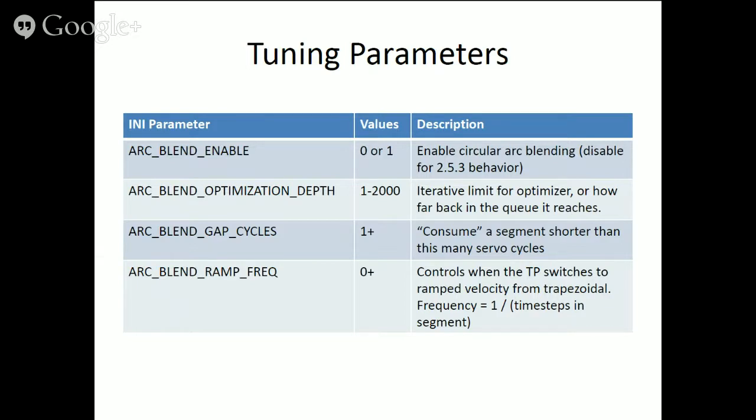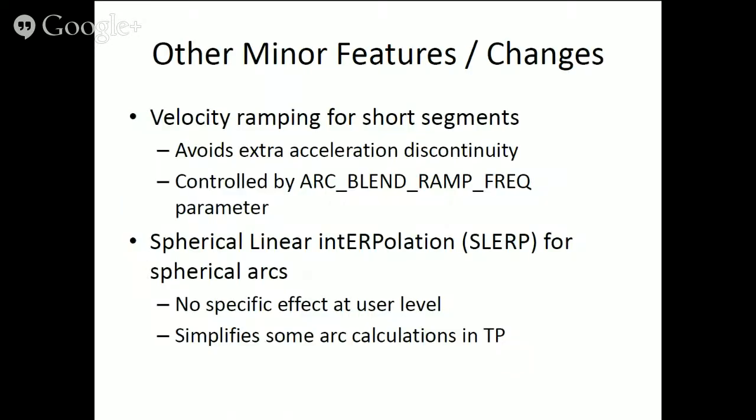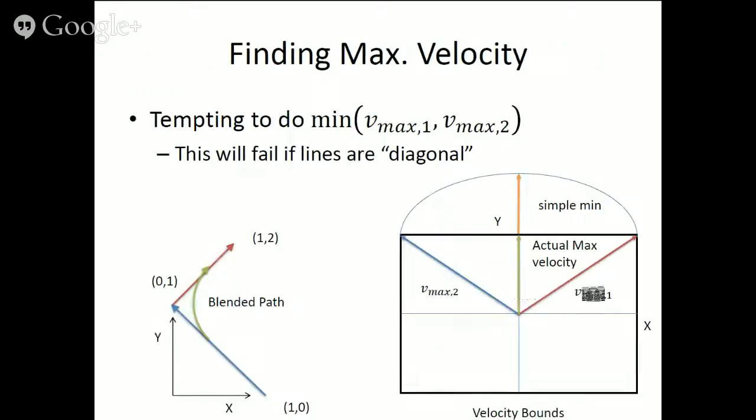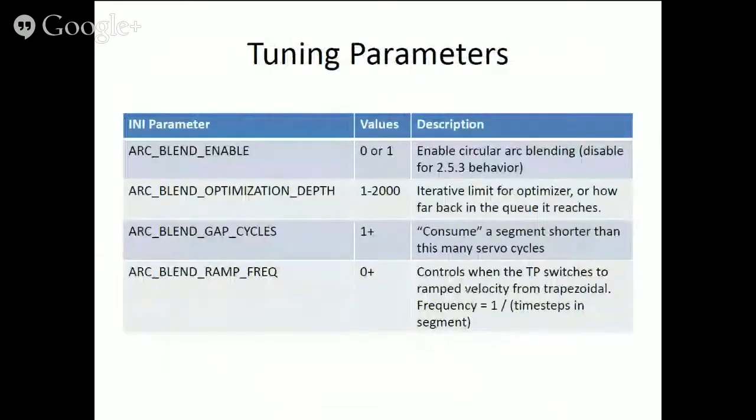So what this gap cycles parameter says basically is if it takes fewer than that many servo cycles to completely go through that segment, then it's okay for the trajectory planner to consume it entirely as part of an arc and throw it out. So instead of going arc, line, arc, you just throw out the line and have one big arc. And so that effectively smooths out little jitters if you're doing contouring involving arcs.